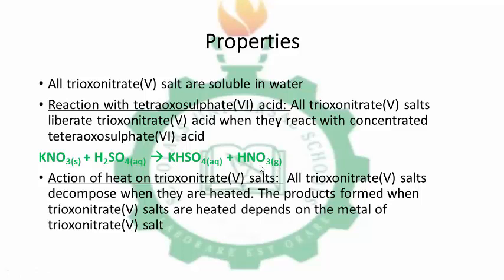Now please take note that in excess of potassium triazonitrate salt, more of this acid will be produced, and also potassium tetrasulfate salt will be formed instead of potassium hydrogen tetrasulfate salt. Now action of heat on triazonitrate salt. All triazonitrate salts decompose when heated. Now the products formed when triazonitrate salts are heated depend on the metal of the triazonitrate salt.